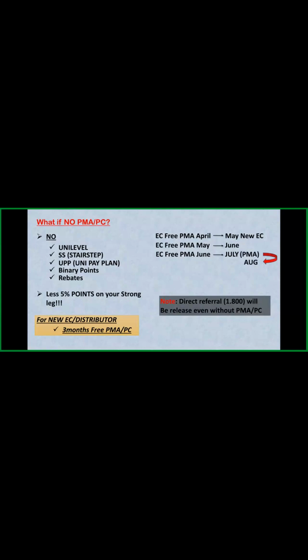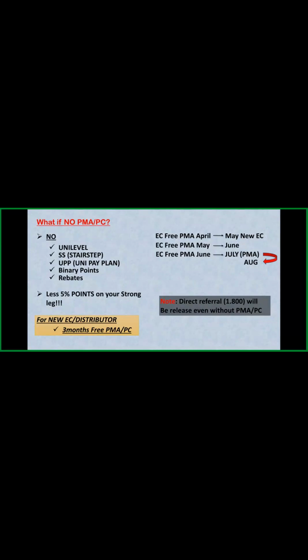So from the day you are registered in the business, how many months are you in? I hope umeelewa. You have joined in the month of May. So May, you'll not be required to do PMA for the month of June. May is your first month. June is your second month. But July is your third month of enjoying free earnings. But then in the month of August, you will be required to do PMA for the month of August.